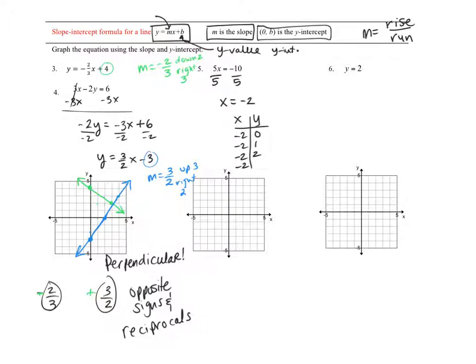x is -2 for any y value you want to put in there. So that is a vertical line. And the slope for a vertical line is undefined.